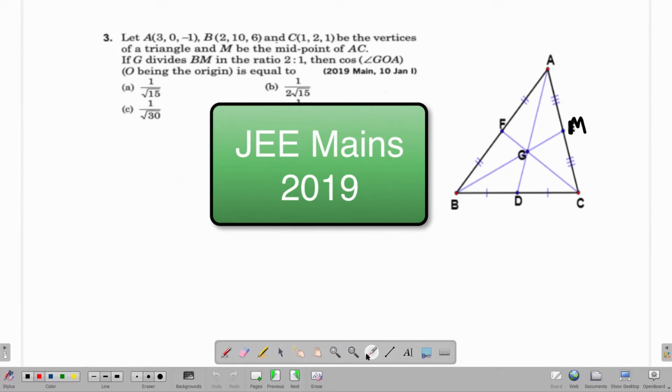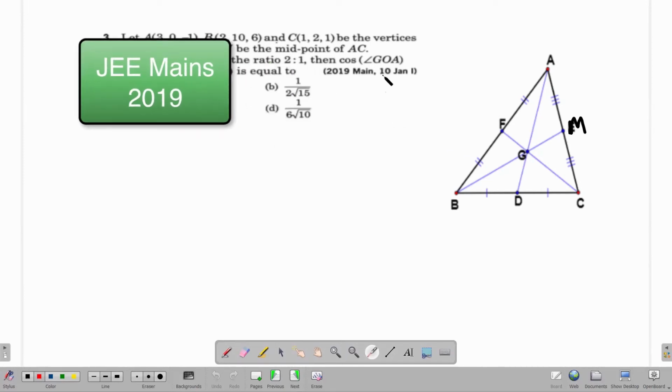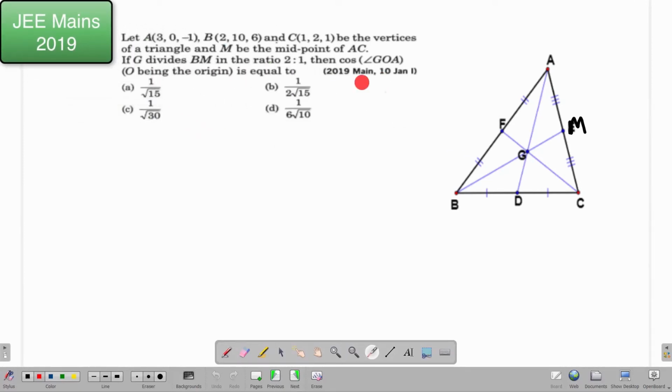Again, a very important question, which came in the 10 January 2019 mains exam. A is (3, 0, minus 1), B is (2, 10, 6), and C is (1, 2, 1) be the vertices of triangle ABC. And M is the midpoint of AC. If G divides BM in the ratio 2:1, then cos of angle GOA, where O is the origin, is equal to.